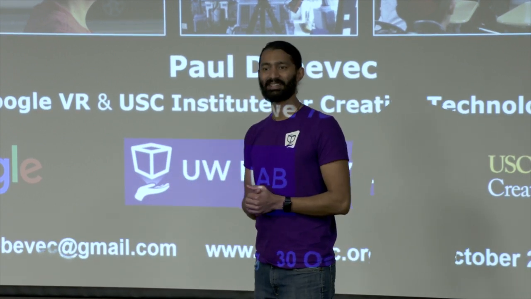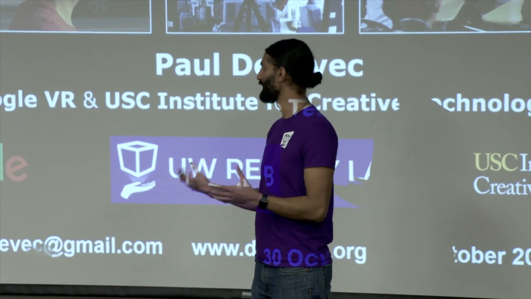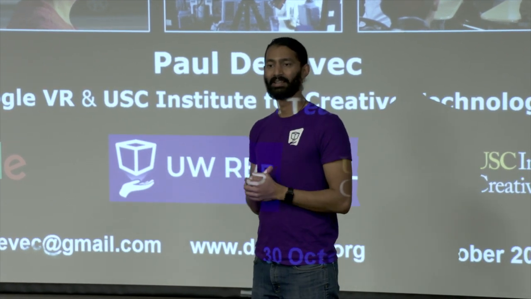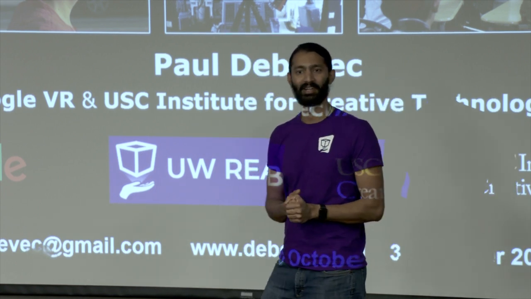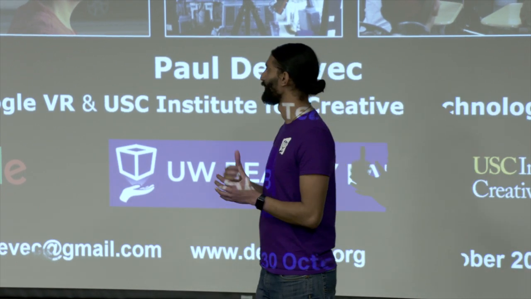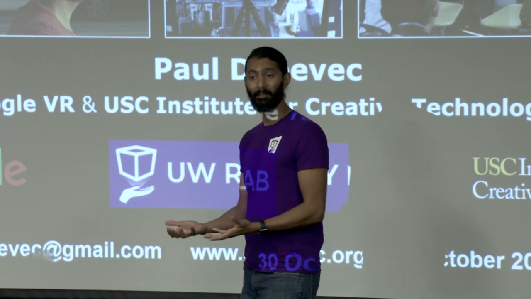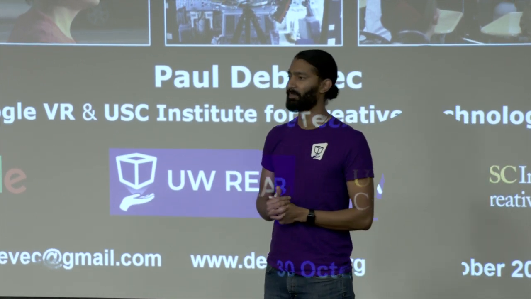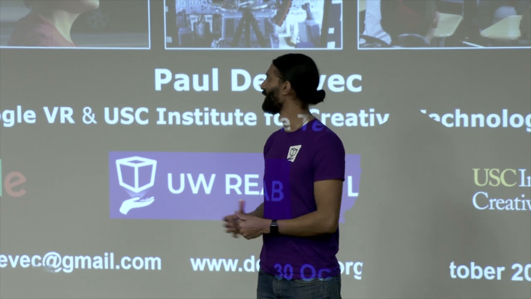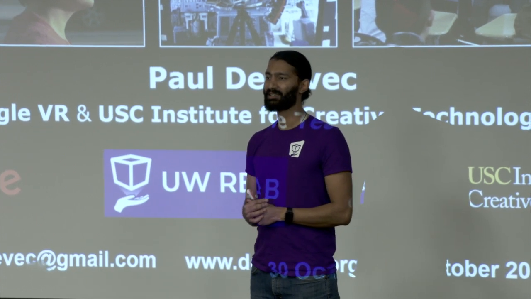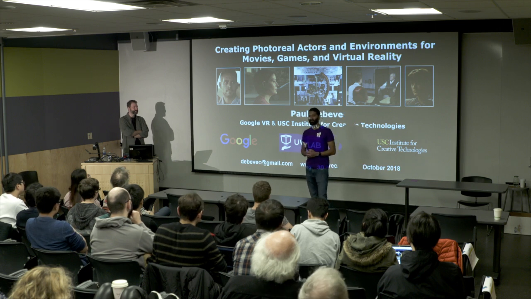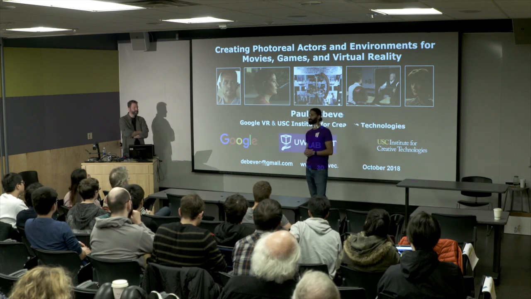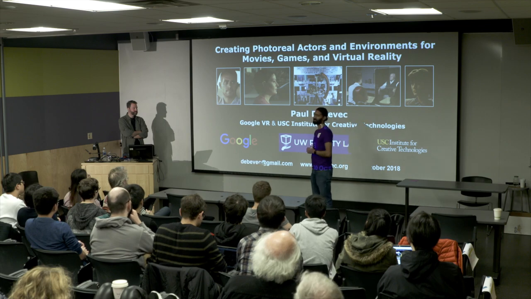Paul is a senior scientist at Google, where he runs a team doing various interesting things with computational photography. He's also an adjunct research professor at USC, where he leads the Creative Technologies Lab, and happens to be a board of advisors member for the UW Reality Lab, so it's really nice to have him come and visit. Paul did his PhD at UC Berkeley with Jitendra Malik in computer vision, and has since done a bunch of interesting projects, some of which we'll hear about today.